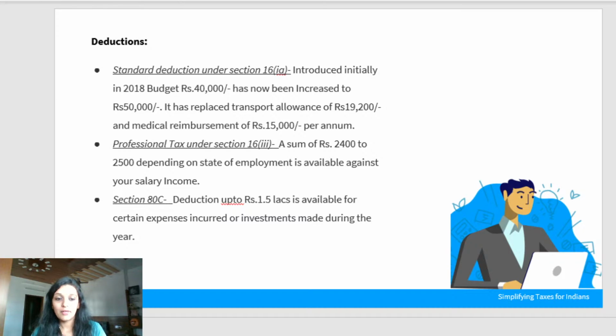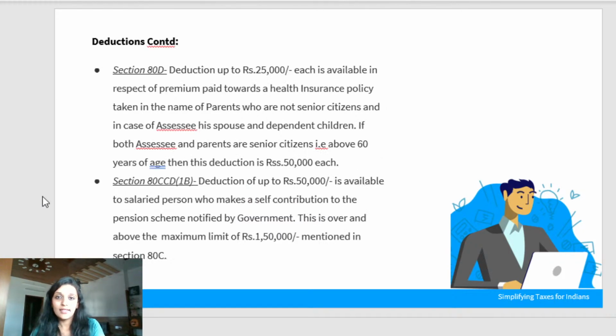Then apart from 80C and 80CCD(1B), you can claim deduction under 80D. So what does this 80D talk about? This talks about the medical insurance premium policy. If your age is less than 60 years, then in that case you can avail a maximum deduction of rupees 25,000 as your medical insurance premium for yourself, your spouse and children.